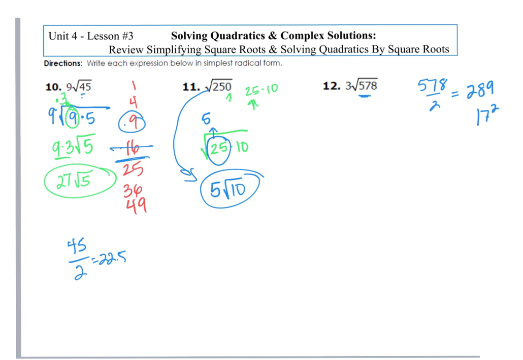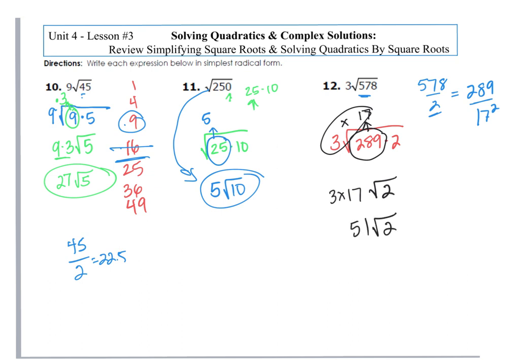So we've already found the two numbers we want to use, 2 and 289. So we will rewrite number 12 as 3 and then the square root of 289 times 2. We can take the square root of 289. It comes out as 17 because it's 17 times 17. So we are multiplying whatever's on the outside by that number. We're doing 3 times 17, and then the square root of 2 stays underneath. 3 times 17 is 51, so the answer is 51 square root 2.